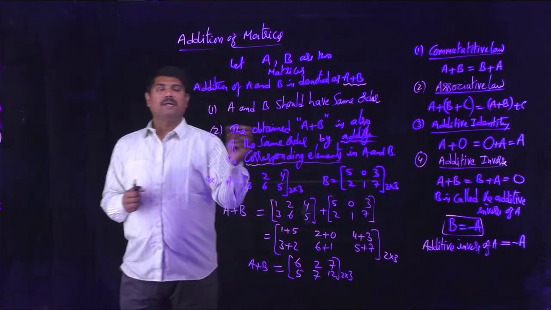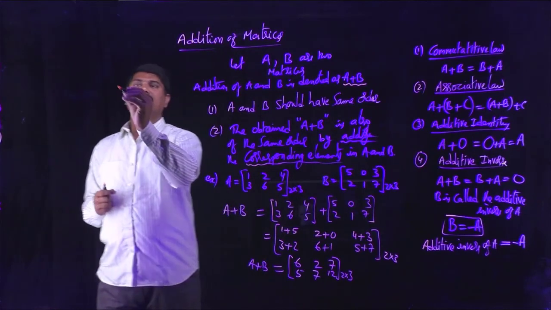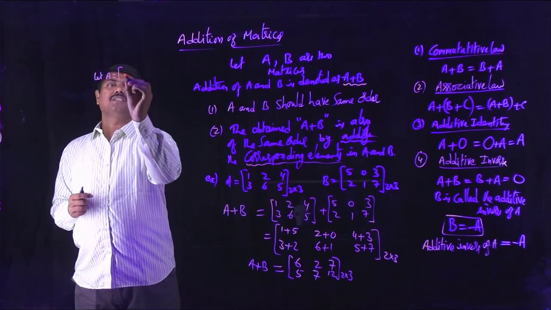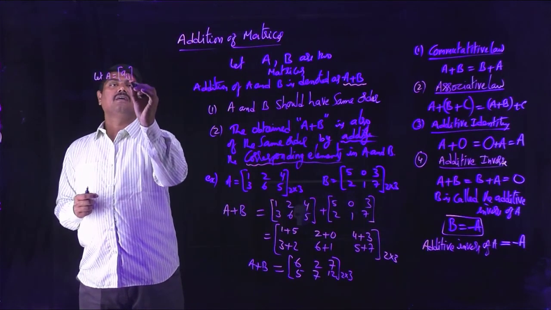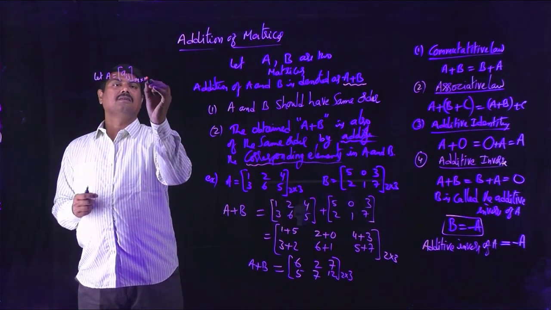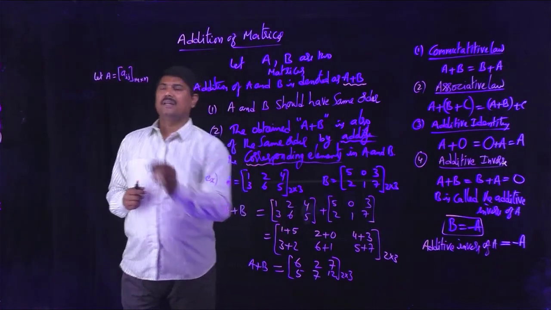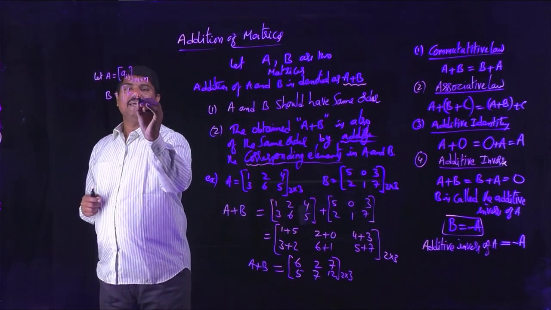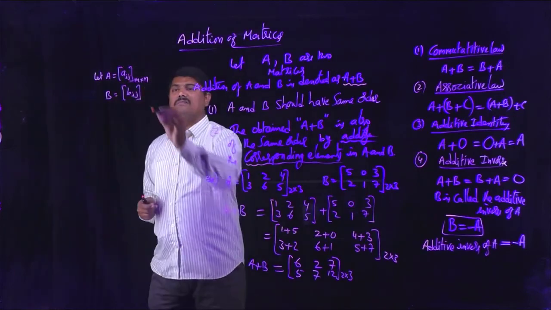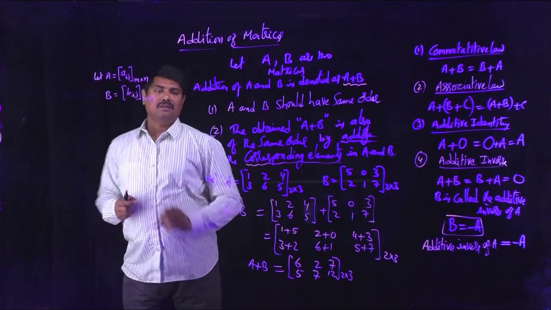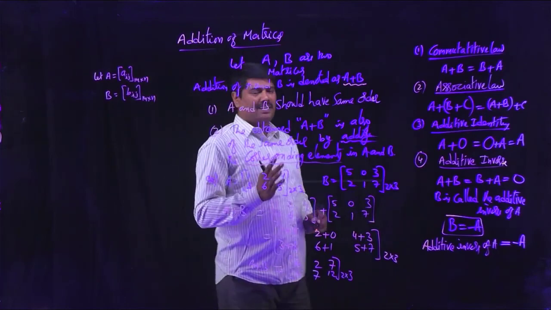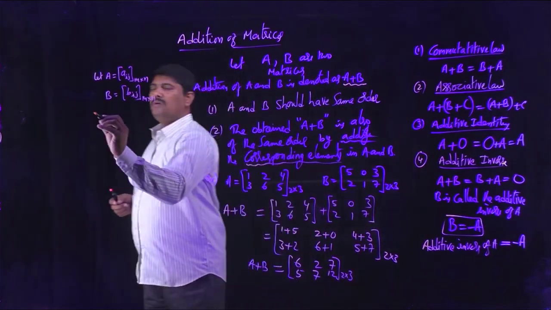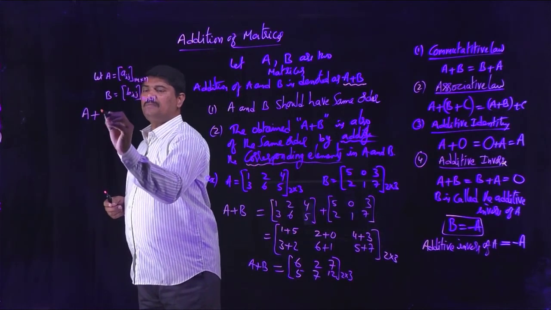So let me explain one general concept here with regard to addition. Let us consider A is equal to Aij, m by n. This is a matrix, and let us consider another matrix B, which denotes Bij with the same order. For addition, it is mandatory to consider both matrices of the same order. So now let us consider A plus B.